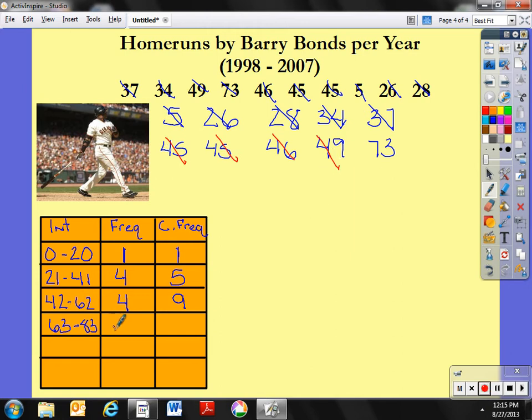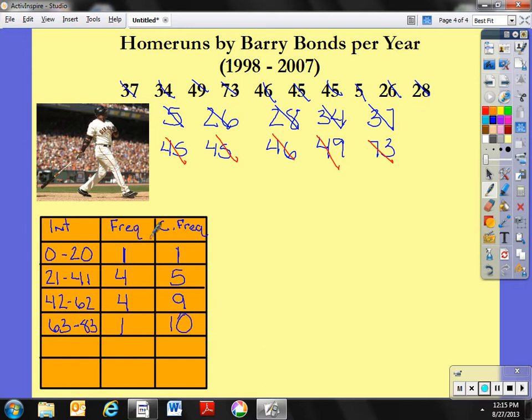And then finally, 63 to 83, that's easy. I only have 1 piece of data. So I go here. Only 1 time did he hit between 63 and 83. And the cumulative frequency is now 10. We now utilize how many pieces of data? 1, 2, 3, 4, 5, 6, 7, 8, 9, and 10.